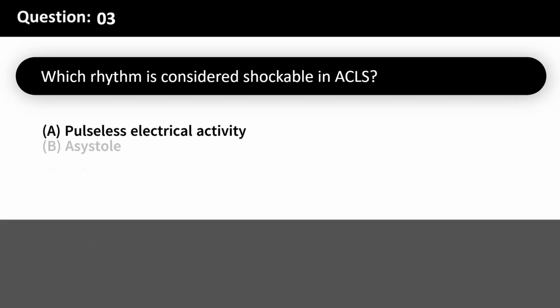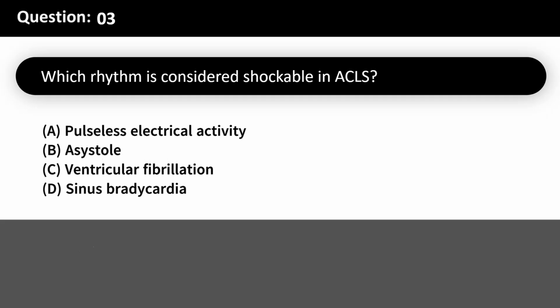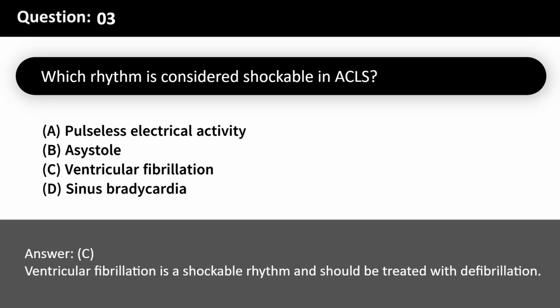Which rhythm is considered shockable in ACLS? A. Pulseless electrical activity. B. Asystole. C. Ventricular fibrillation. D. Sinus bradycardia. Answer: C. Ventricular fibrillation is a shockable rhythm and should be treated with defibrillation.